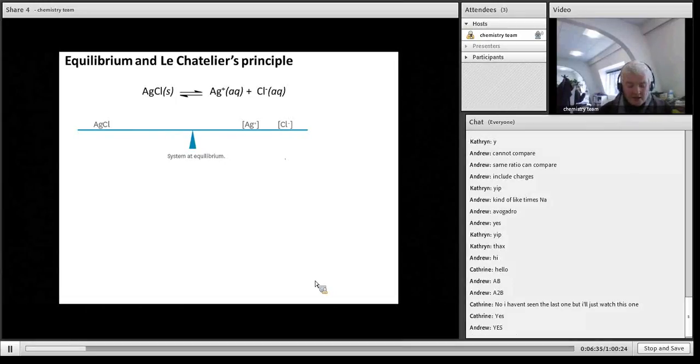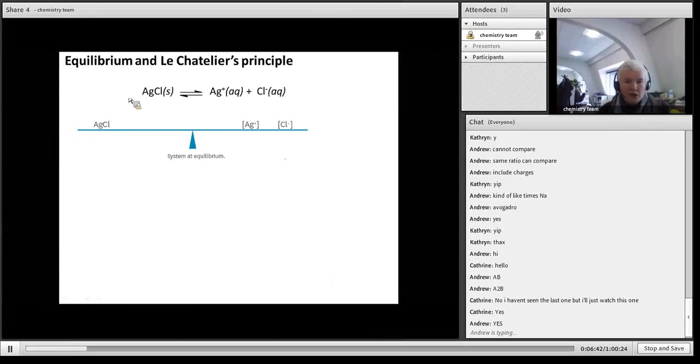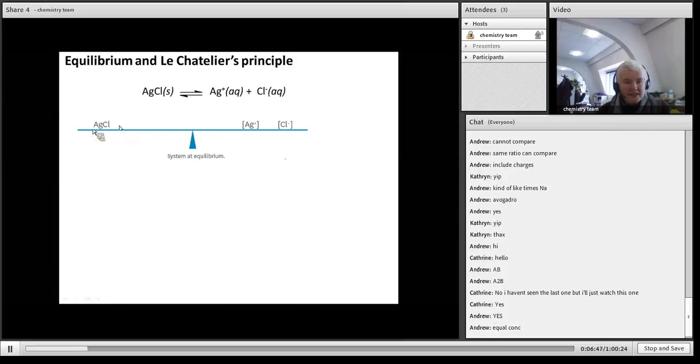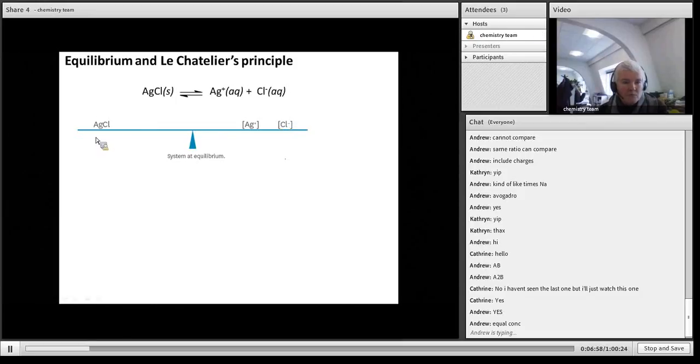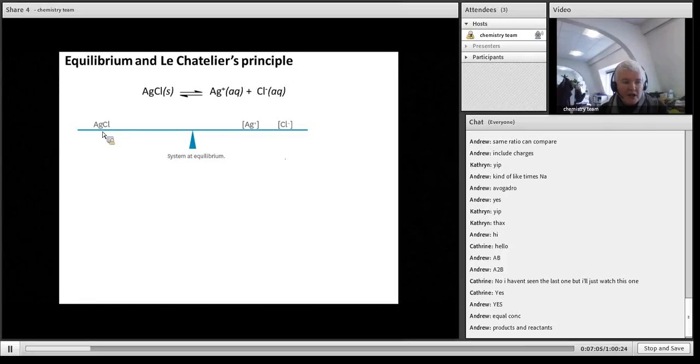So first thing is equilibrium. What do we mean by equilibrium? I've given, like here, a seesaw with a system at equilibrium. Does it mean I've got equal amounts of silver chloride to silver and chloride? So have I got equal amounts on this side and equal amounts on that side? Because I know that seesaw can be, okay, you're saying equal products and reactants.